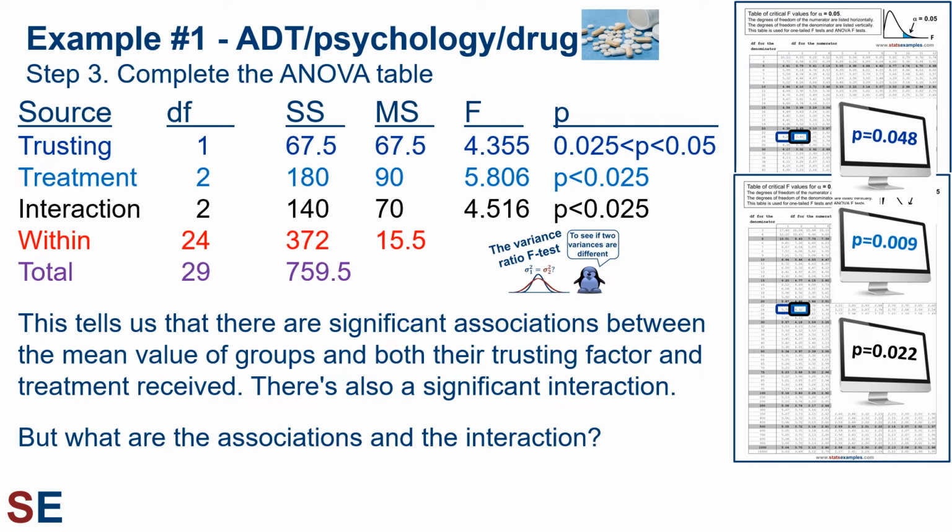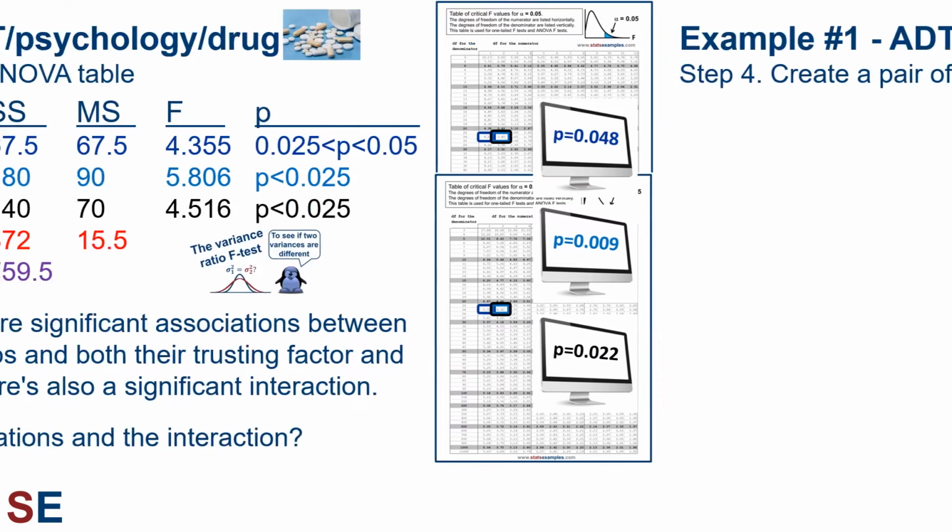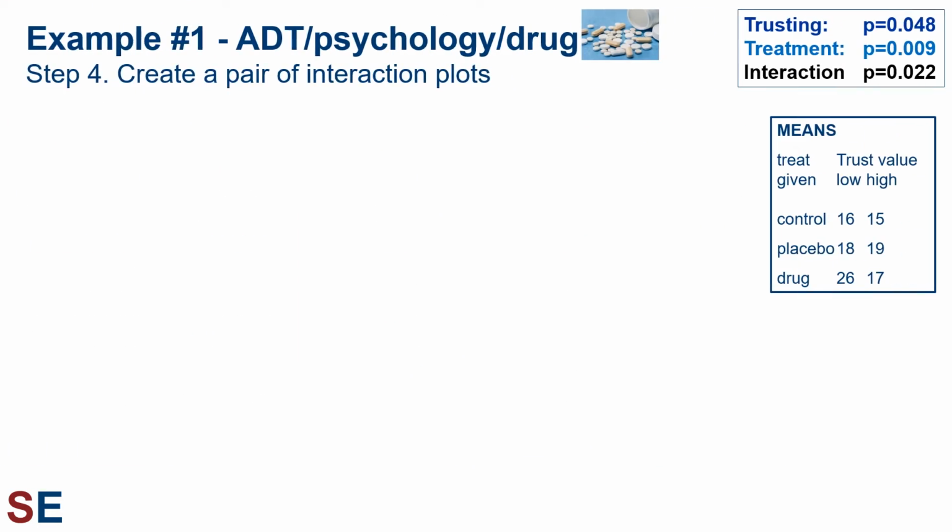There's also a significant interaction. But what are the associations and the interaction? To understand what our results from the ANOVA table indicate, we need to make a pair of interaction plots. I put the p-values and the means of the groups on the right so we can refer to them.